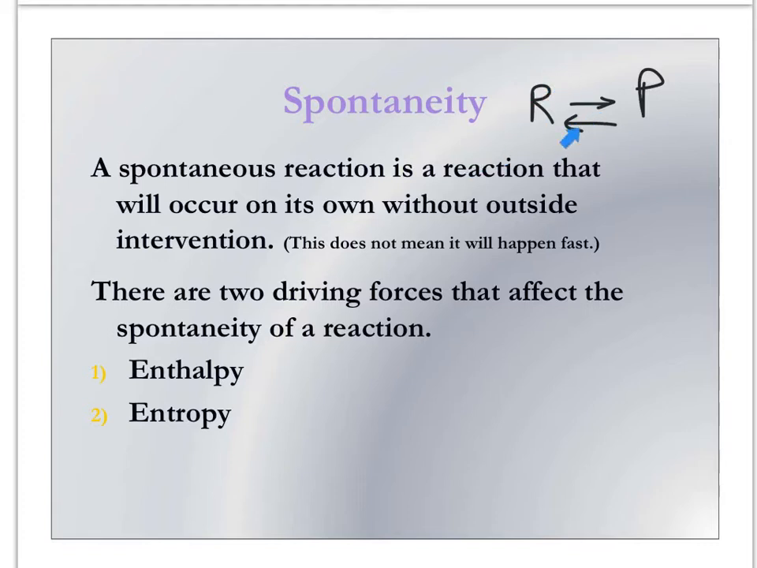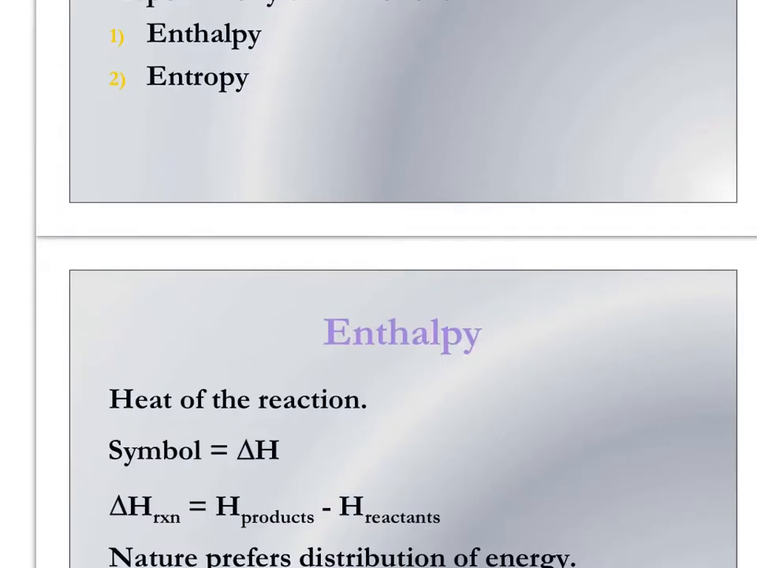So a spontaneous reaction that will occur, that will happen, that will go forward, is decided by two factors or two driving forces. Two forces in nature that decide whether a reaction will be spontaneous or not. The first is enthalpy and the second is entropy. Those two words sound very, very similar. We have talked about enthalpy in the last chapter, and entropy is kind of new. So let's start with enthalpy here.